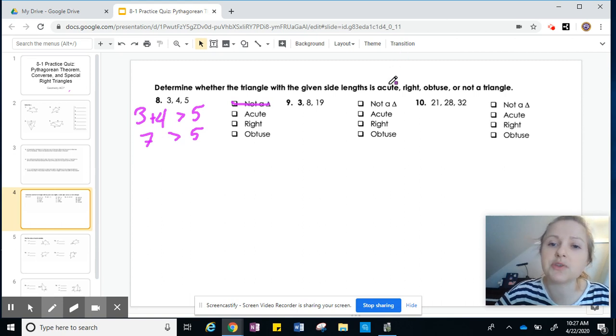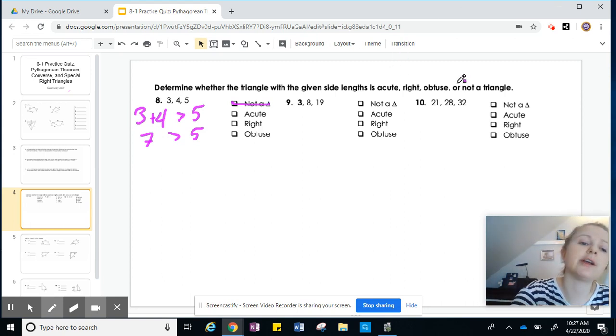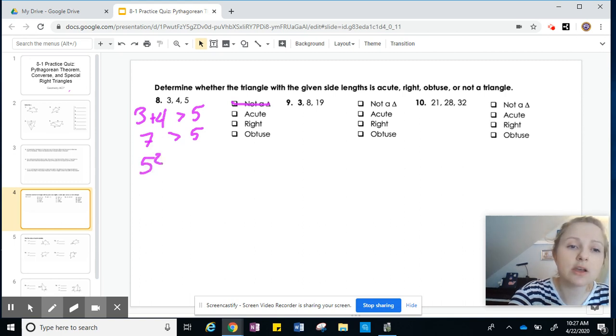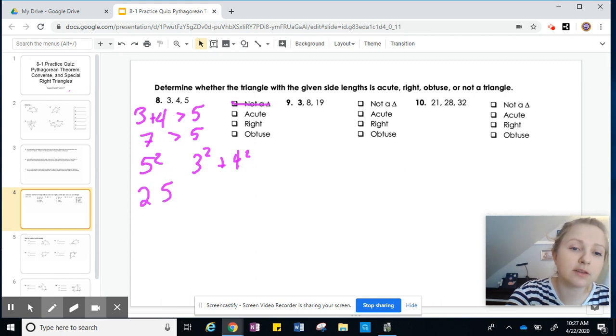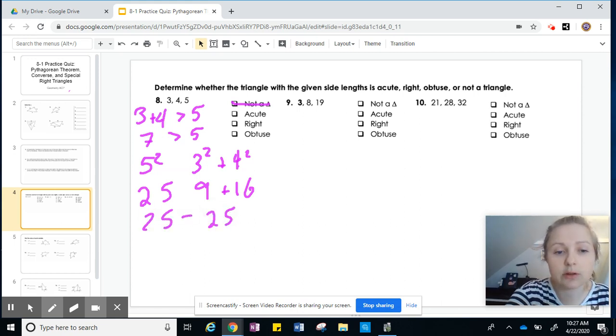So now we need to know if it's acute, right, obtuse, or not a triangle. So what we need to check is if 5 squared, how that relates to 3 squared plus 4 squared. Remember, if it's equal, then it's a right triangle. If it's less than, it's acute. If it's greater than, it's obtuse. So 5 squared is 25, 3 squared is 9, 16 is 4 squared. So 25, 9 plus 16 is also 25. So those are equal, which means it's a right triangle.